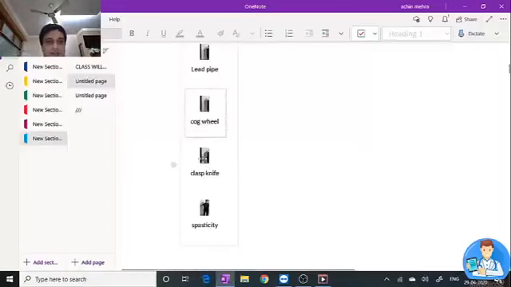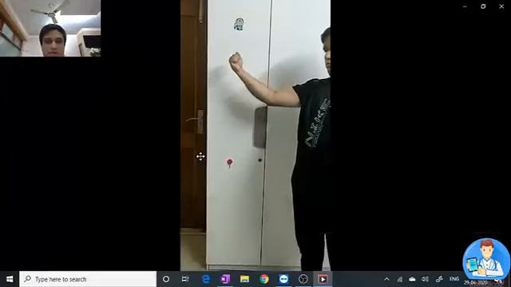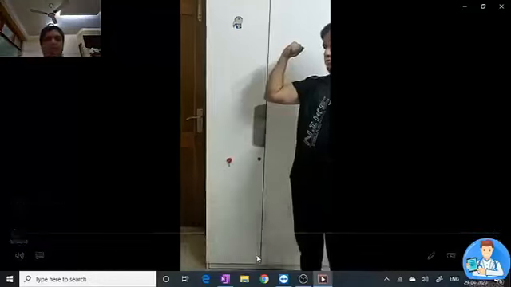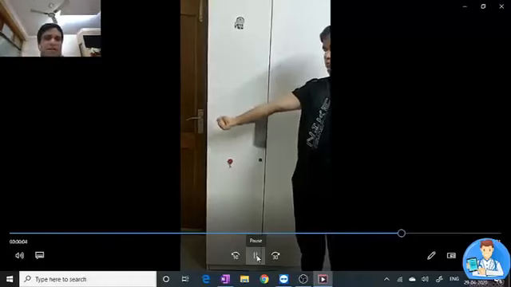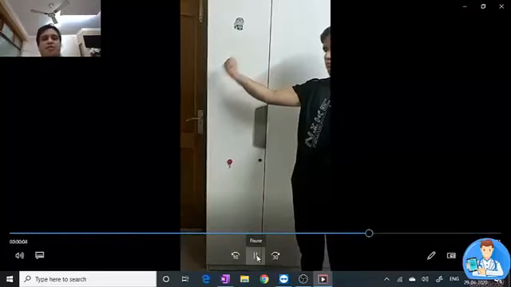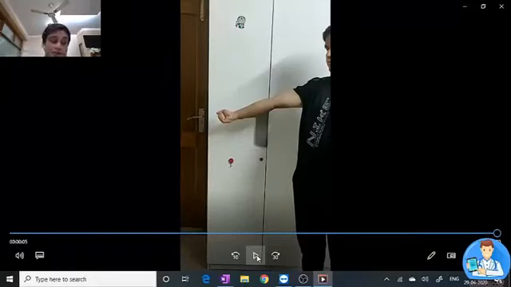Then we have another kind of rigidity, that is this. It's not lead pipe. When I try to extend the limb, I might find rigidity, and in the last part it suddenly opens up, as if I'm trying to remove a knife or a sword from a clasp. So I apply a lot of pressure and it suddenly gives way in the last part. That's known as clasp knife rigidity.